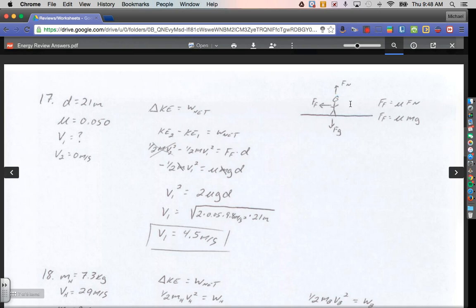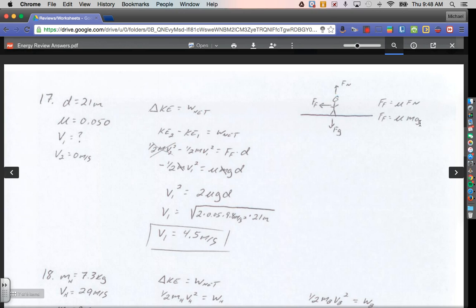Now notice I drew the picture over here where friction is slowing the person down, normal force is up, and gravity goes downward. You should know that the force of friction is equal to the coefficient times the normal force. That was one of our equations from the forces section. Well, the normal force is up and force of gravity is down, so that means that the normal equals force of gravity, so I can rewrite friction as mu times mg.